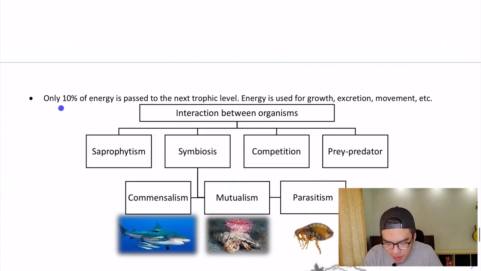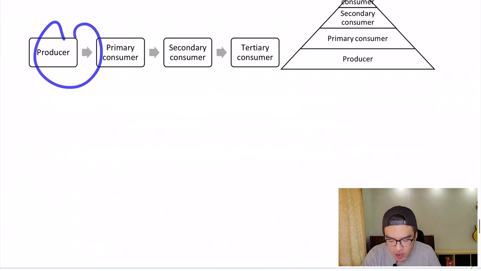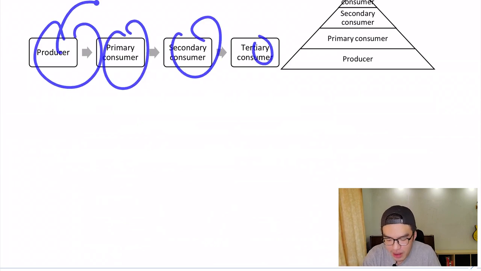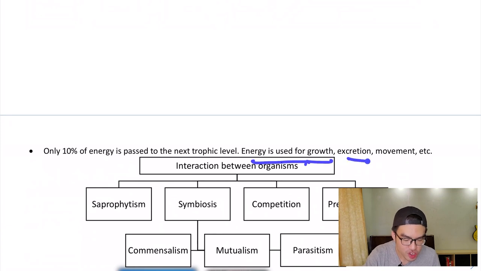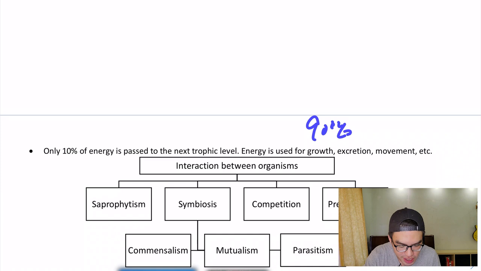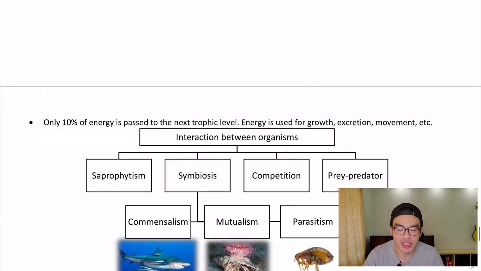Only 10% of energy is passed on to the next trophic level. Every level is called a trophic level. I only pass 10% to the next level. Energy is used for growth, excretion, and movement. So the other 90% all went to here, and the other 10% will pass on to the next level.